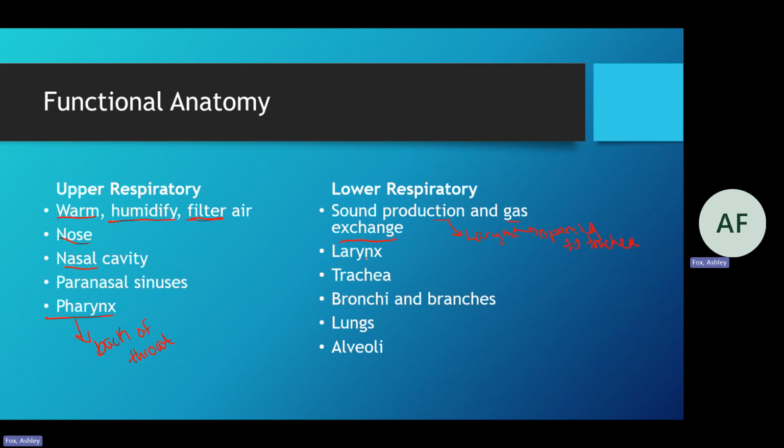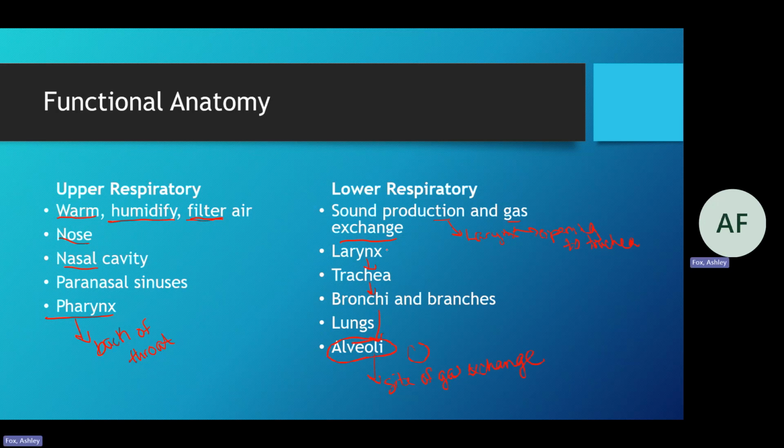So it goes larynx to the trachea, branches off to bronchi, and then bronchioles is going to be the next one, down to the lungs. And in the lungs, we're going to have alveoli, which are going to be little blind-ended sacs. So this is the site of gas exchange. That's where the magic happens, is in the alveoli.